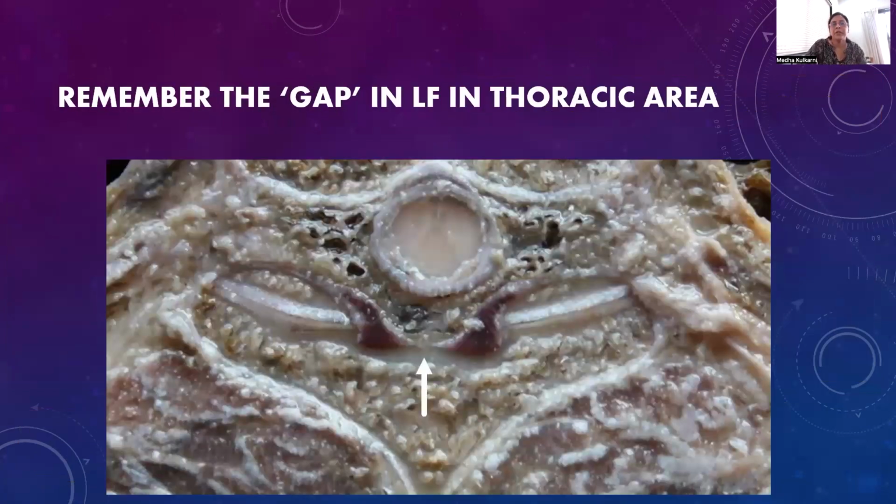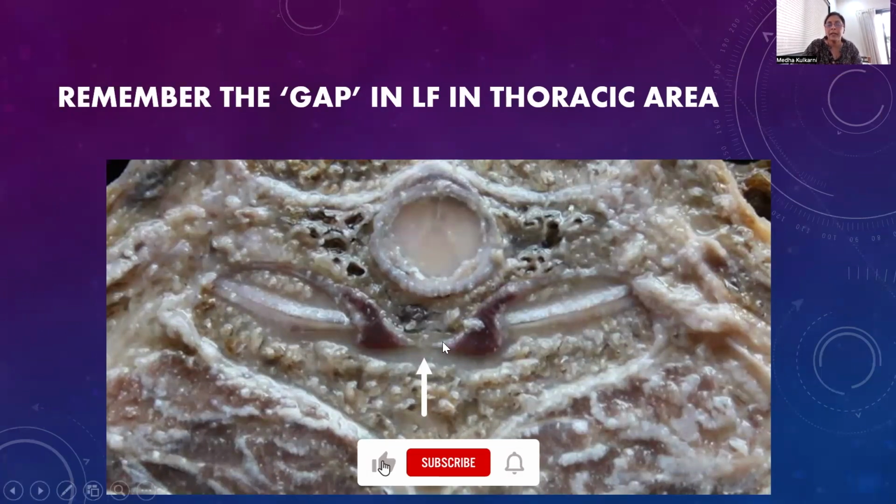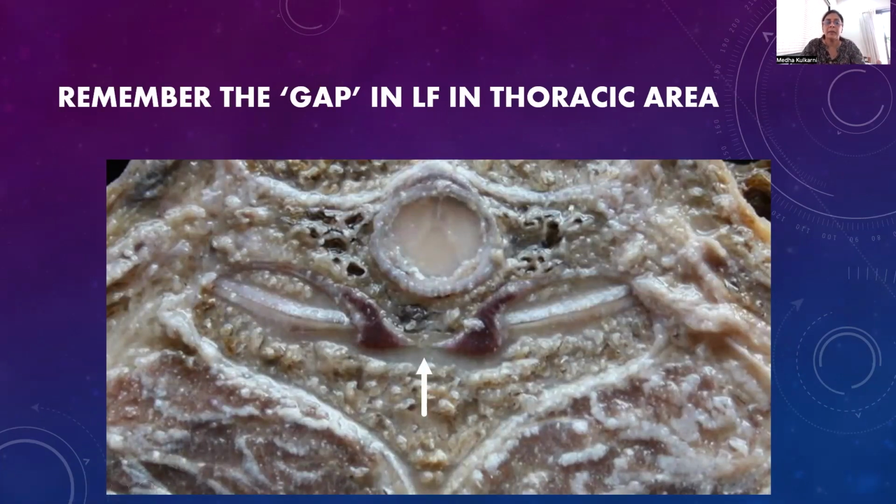Another important thing we need to remember, particularly in the thoracic region, is the presence of gaps in the ligamentum flavum. These gaps have their origin in the embryonic stage, where in the midline there is a gap in the ligamentum flavum. This is the ligamentum flavum and there's a gap in between. Why this is important is because the ligamentum flavum gives us the tactile feedback of loss of resistance. So here you may inadvertently go ahead and puncture the dura.